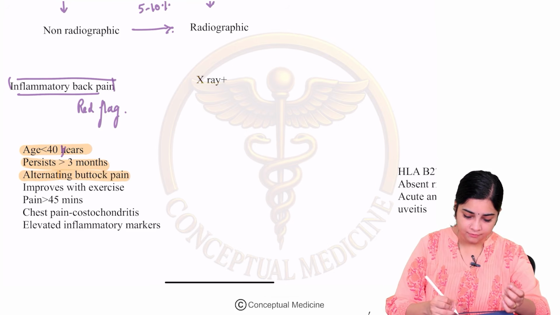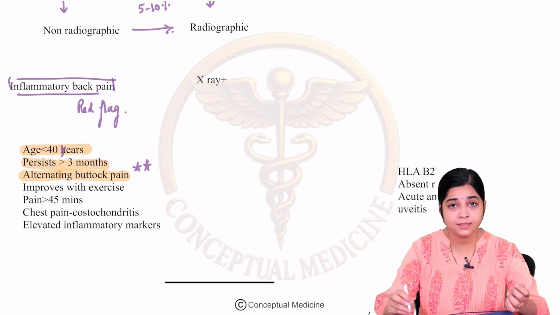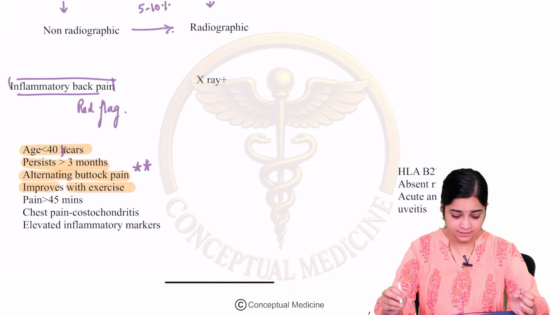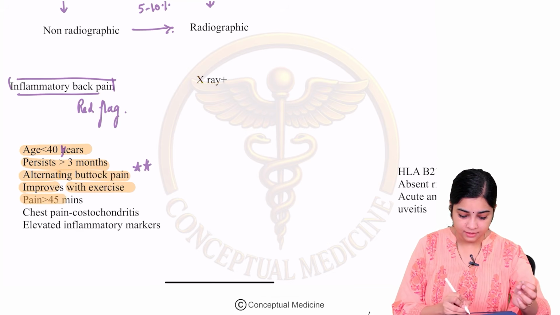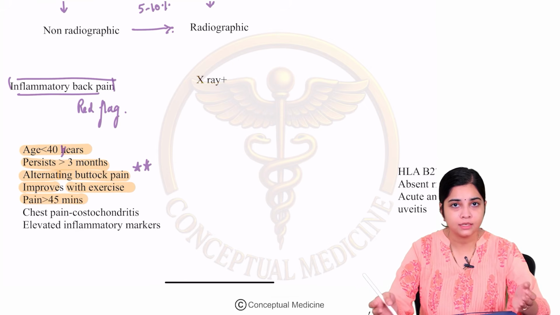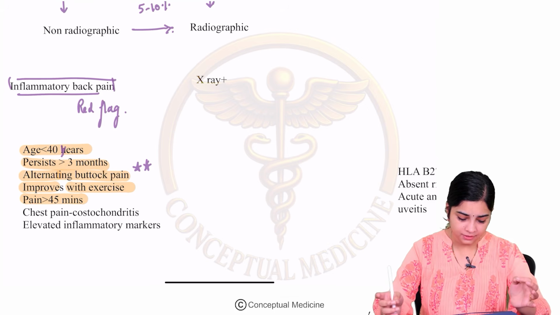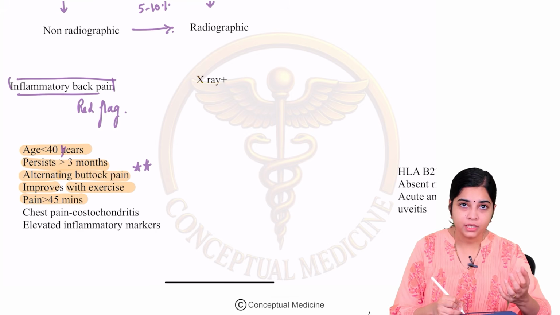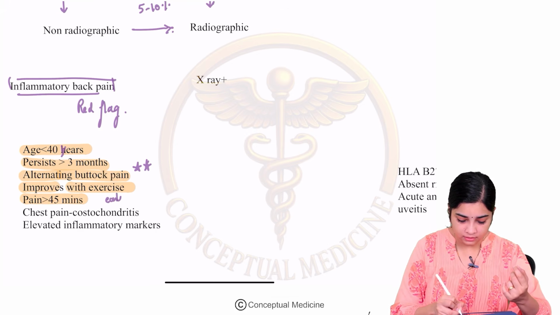Alternating buttock pain, a very important red flag suggestive of inflammatory back pain. Then, this back pain improves with exercise, and it is a pain that lasts for more than 45 minutes. Similar to how we take history in rheumatoid arthritis, we ask whether there is morning stiffness and pain which lasts for more than 30 to 45 minutes. Early morning stiffness, yes. So this pain also lasts for more than 30 to 45 minutes, and it is more so in the early morning.